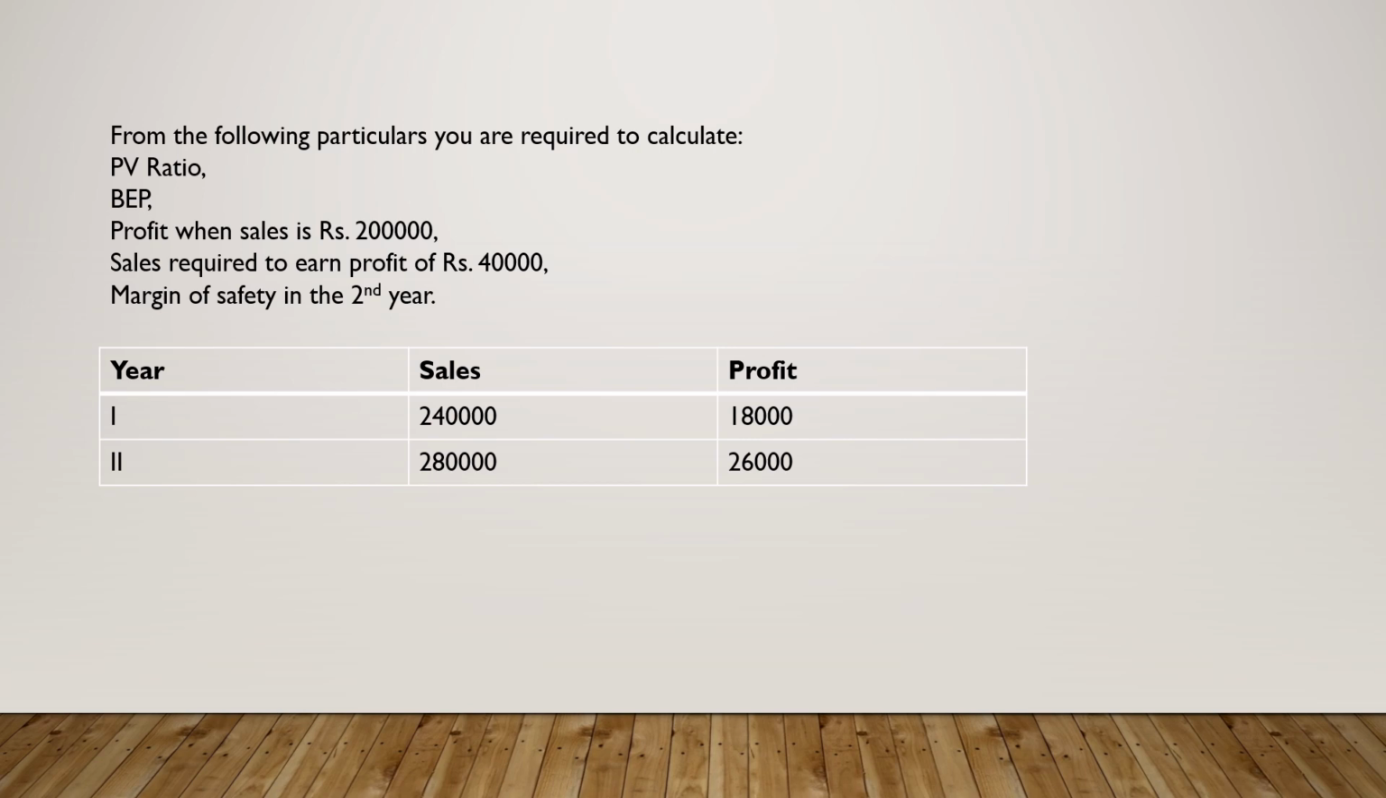So the question is, from the following particulars, you are required to calculate PV ratio, that is profit volume ratio, break-even point, BEP, profit when sales is rupees 2 lakhs. So when the sales is 2 lakhs, what will be the profit we need to calculate? Next is sales required to earn a profit of rupees 40,000. What will be the sales if we want to earn rupees 40,000 as profit? Last is margin of safety in the second year. So not for the first year, we don't need to calculate margin of safety for the first year. Only second year calculation is required.